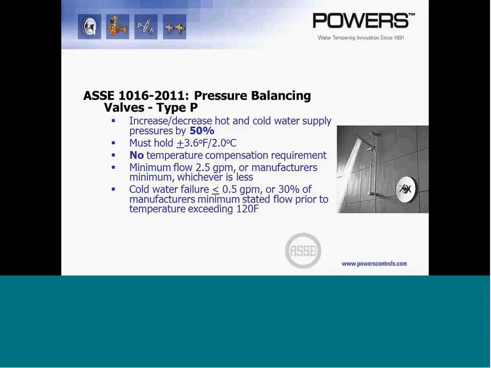With a type P valve, it's focused primarily on pressure changes. The type P valve does not have anything in the standard which varies incoming temperature, just pressure. So it's increasing and decreasing hot and cold water supply pressures by 50%, and based on that, from where your set point is, you've got to hold plus or minus 3.6 degrees Fahrenheit, and they do a very good job at that. They're tested to a minimum flow of 2.5 GPM or the manufacturer's stated minimum flow, whichever is less. And for the cold water failure, if you lose cold water, it's got to reduce flow to a half a gallon or less, or 30% of the manufacturer's stated minimum flow, prior to the temperature exceeding 120. So it's got to do it fairly quickly. That's the first type of valve, the type P pressure balancing valve.